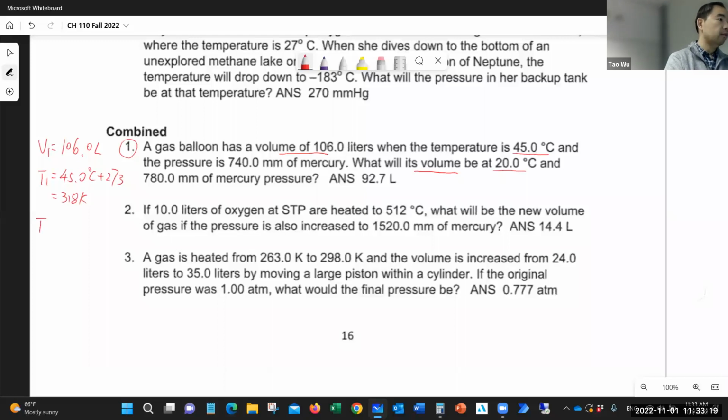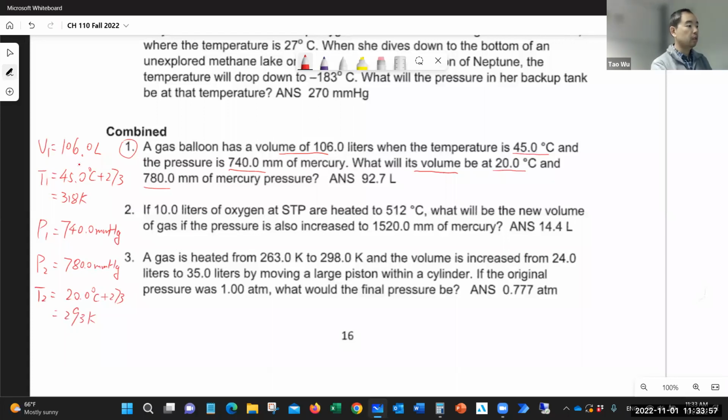And you also have two different pressures. The first pressure is 740.0 millimeters of mercury, and the second pressure is 780.0 millimeters of mercury. And T2 is 20.0 Celsius plus 273, which gives 293 Kelvin.